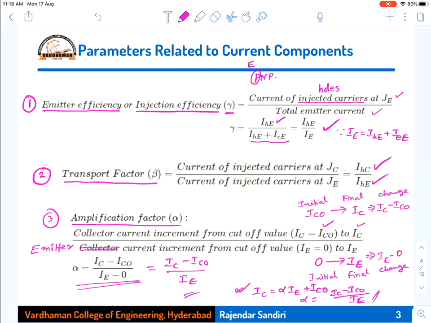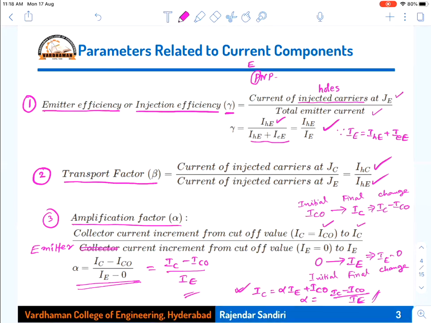IC minus IC naught divided by IE. So that is incremental collector current value divided by incremental emitter current value. So that is what alpha is equal to, IC minus IC naught by IE. That also can be written from the previous equation: IC is equal to alpha IE plus IC naught. Alpha is equal to IC minus IC naught by IE.